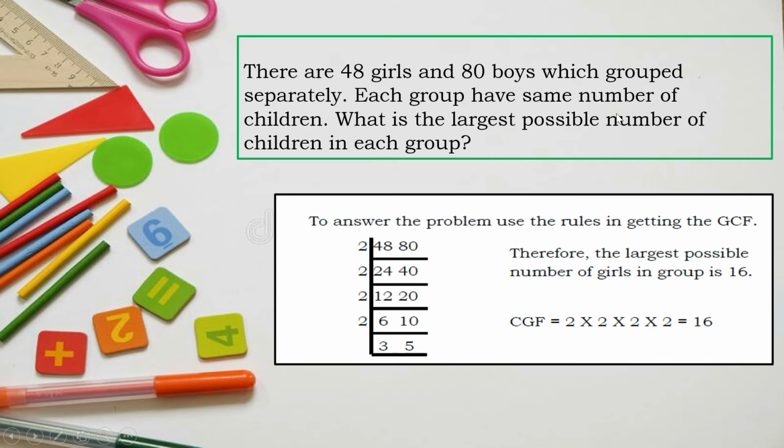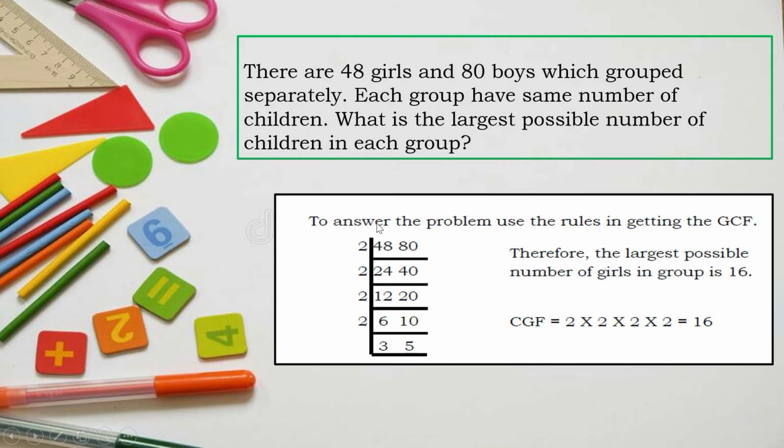So, in this problem, which one should we get? GCF or LCM? Of course, we already know it's GCF because there's already an answer. So, what is the word clue used to determine that we should get the GCF? We have here the word largest. Right? Largest, greatest. That's why we are going to find the GCF. This is the word clue, largest. Okay? So, to answer the problem, use the rules in getting the GCF.